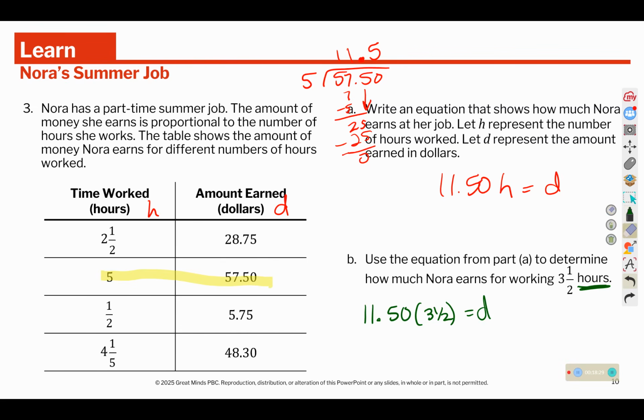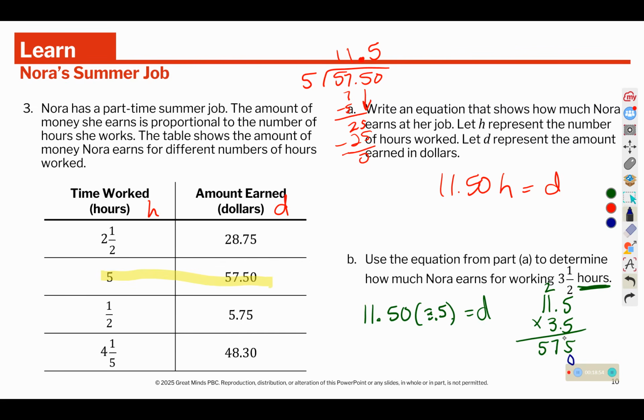We can rewrite that as a decimal. 3 1/2 is the same as 3.5. And now we need to multiply to calculate how many dollars she would earn. $11.50 times 3.5. 5 times 5 is 25. 5 times 1 is 5, plus 2 more makes 7. 5 times 1 is 5.